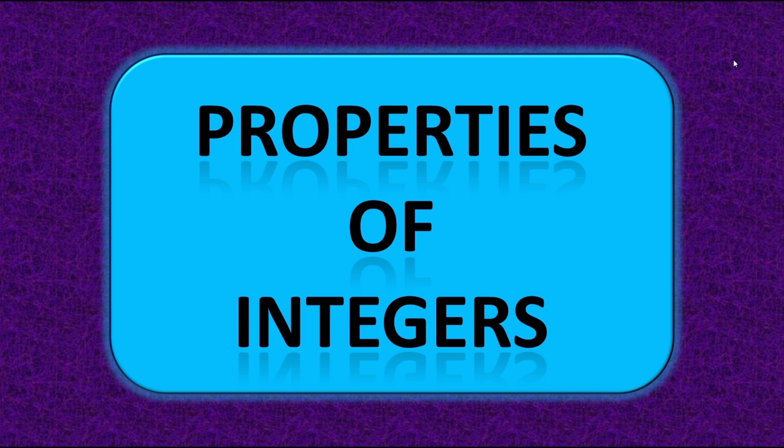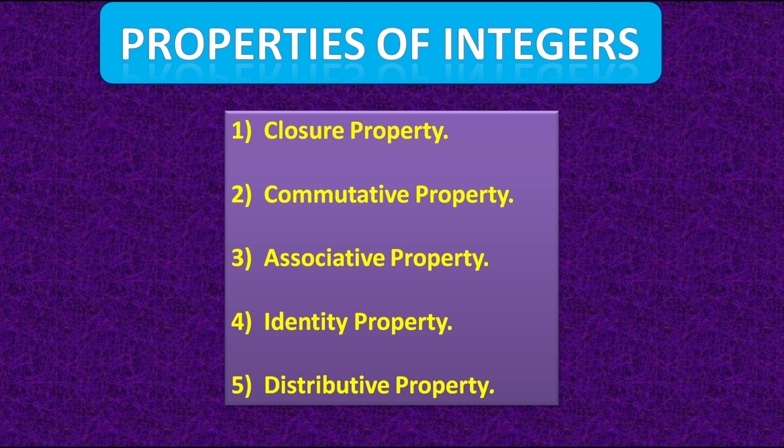Hello everyone. Today we are going to learn about properties of integers. So here there are 5 properties of integers, and those are closure property, commutative property, associative property, identity property and distributive property. You have learned these properties for whole numbers last year. Today we are going to learn these properties for integers.